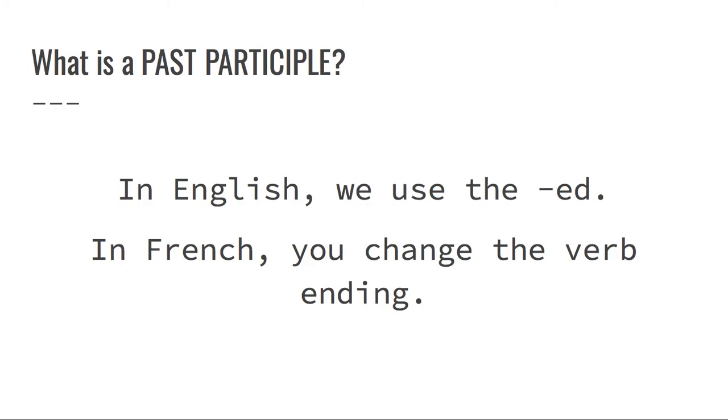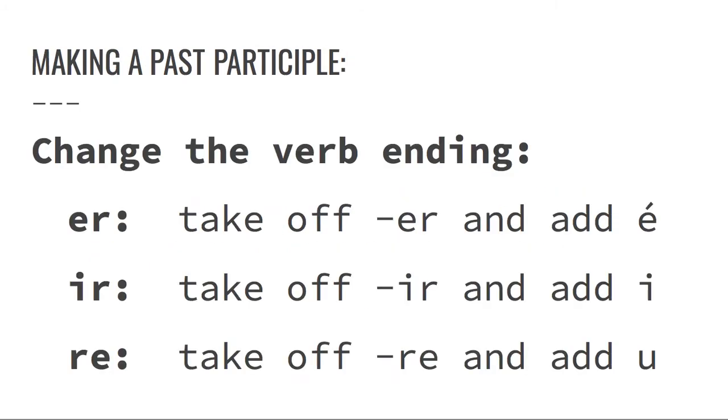So what is a past participle? In English, we use the ed on the end. So I walked, I talked, I skipped, I kicked. All of those things are going to be past participles. In French, you just have to change the ending of the verb. So in order to make a past participle, you're going to change the verb ending depending on what kind of verb you have.